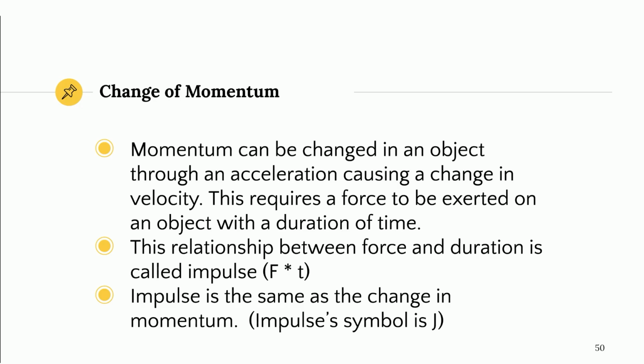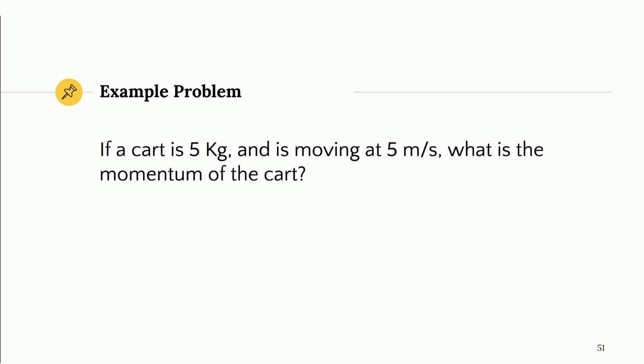So from now onward, impulse's symbol is J. Once again, I do not know why it is J, it just is J. So here's an example problem. If a cart is 5 kilograms and is moving at 5 meters per second, what is the momentum of the cart?